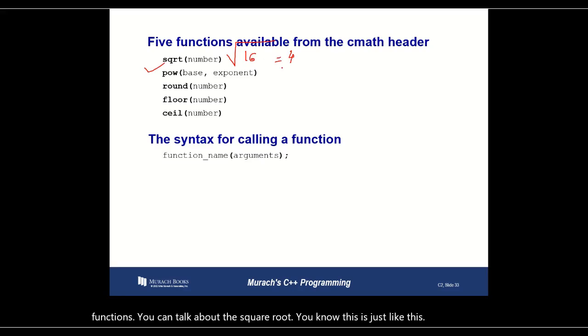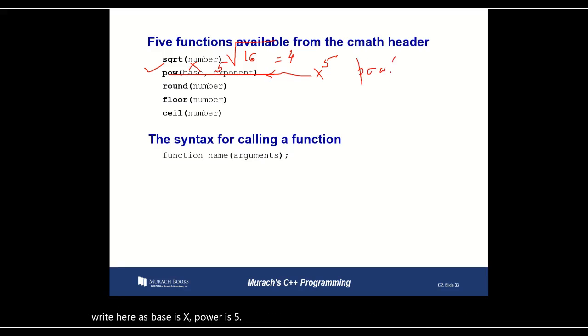You have the power. Power means, let's say you write x to the power 5. Typically, you write here base is x, power is 5. So you write pow, x, 5. That's how you do it. There is a round function, there is a floor, there is ceiling. We are going to illustrate it later.